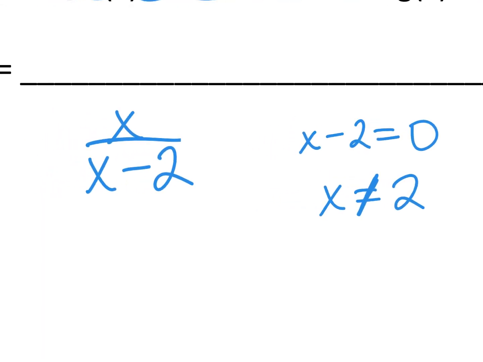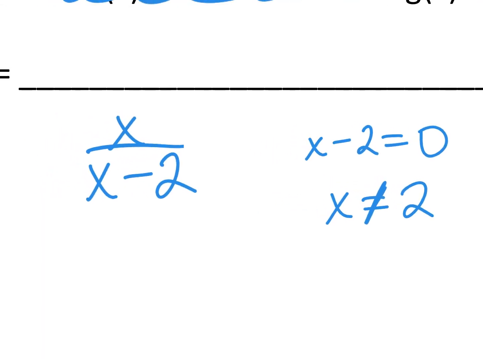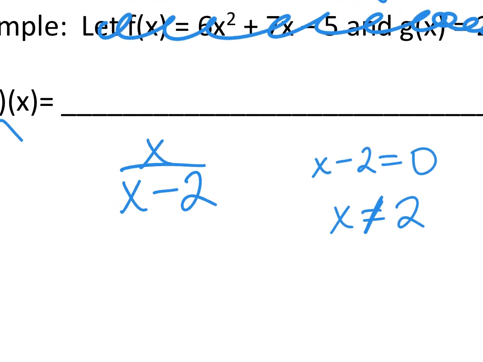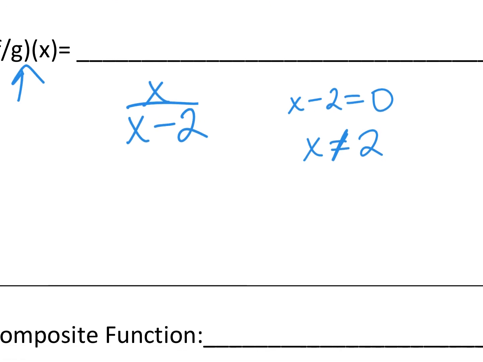Reason being, if I plug that back in for my denominator, isn't 2 minus 2 0? And we can't have a 0 in the denominator. Does that make sense? That will work for any rational. If you set the bottom equal to 0, whatever that number is, that's what makes it undefined. Are we cool on that? Okay, last big thing.